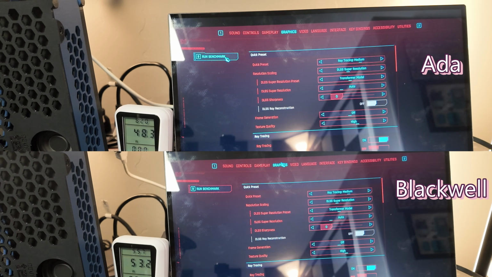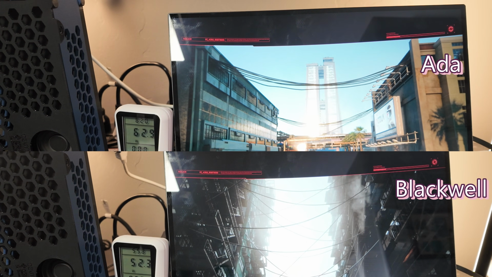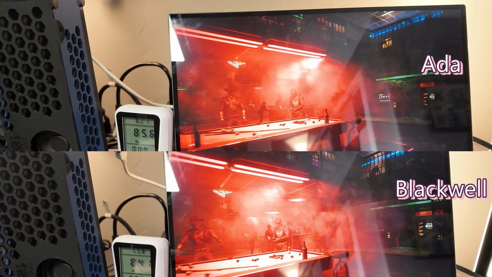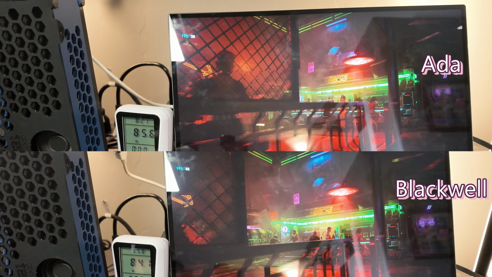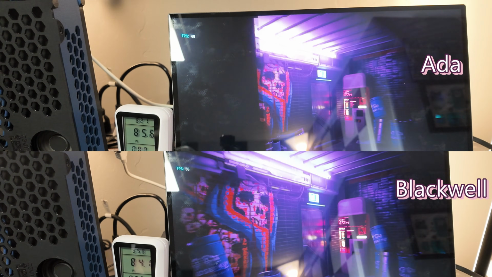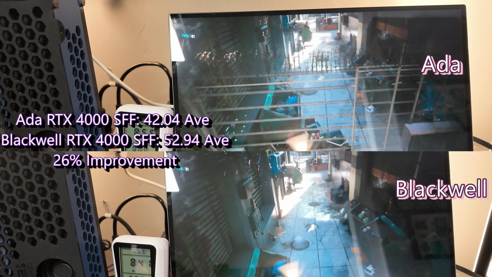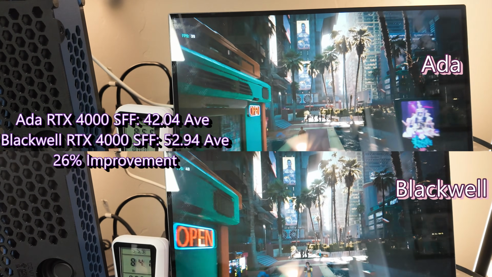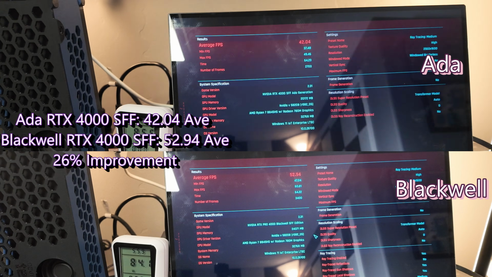Up next, Cyberpunk. And we're doing this at ray tracing medium settings. And you can see they're both using the same amount of power. And if you watch the frame rate there, you're seeing fairly similar results, but we do have a decent edge on Blackwell. In fact, it's a 26% improvement by the time we get to the end of this. So 26% improvement using the same amount of power is pretty decent.